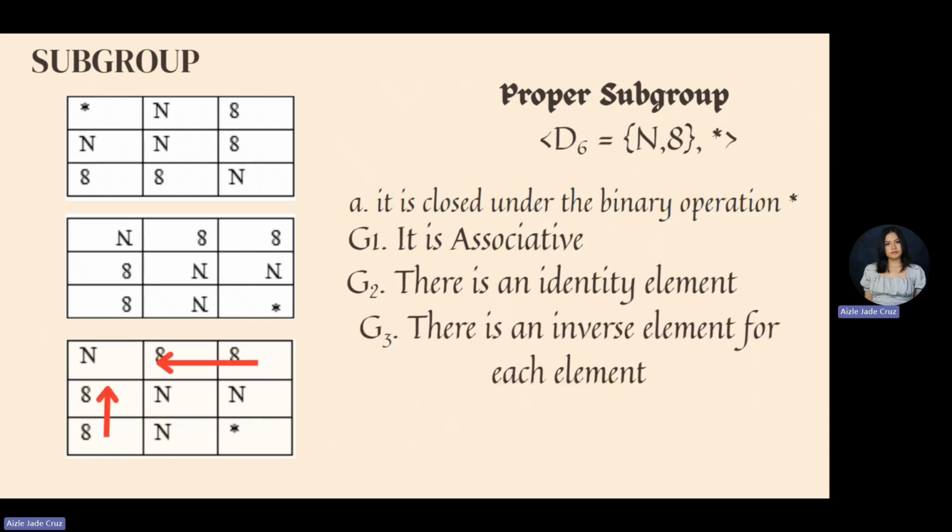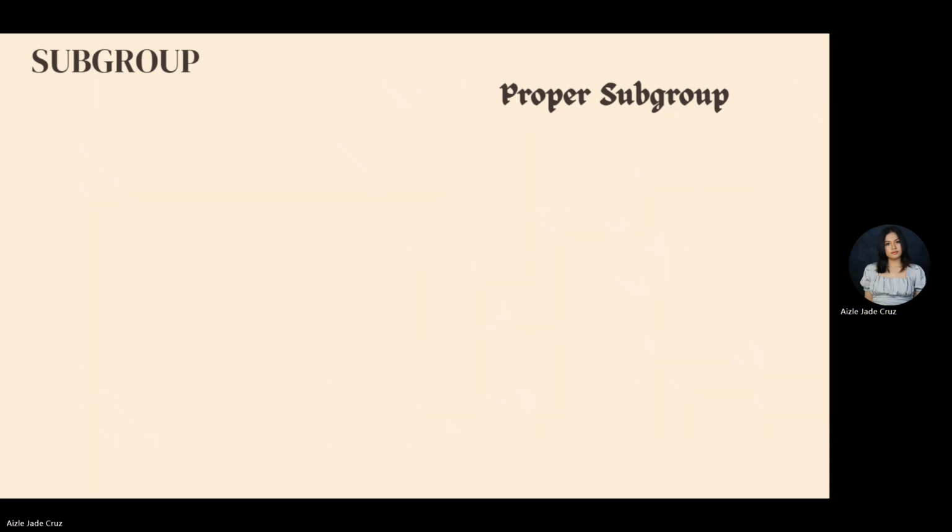G sub 3, there's an inverse element for each element, which are n inverse is equal to n, 8 inverse is equal to 8. Therefore, G sub 6 consisting of the elements n and 8 under the binary operation star is a subgroup because it satisfies all the conditions by being a group.